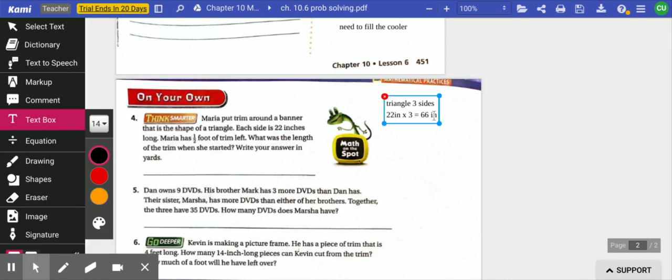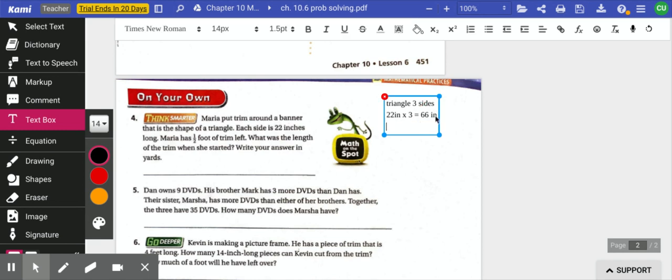So if I know that my triangle is 66 inches around, and I know that half a foot equals 6 inches, and that's how much is left, I can take my perimeter, or the shape around the triangle, 66 inches, add it to my 6 inches of material that is left, and that gives us the length of the trim when she started in inches, which would be 72 inches. That's how much the material was.